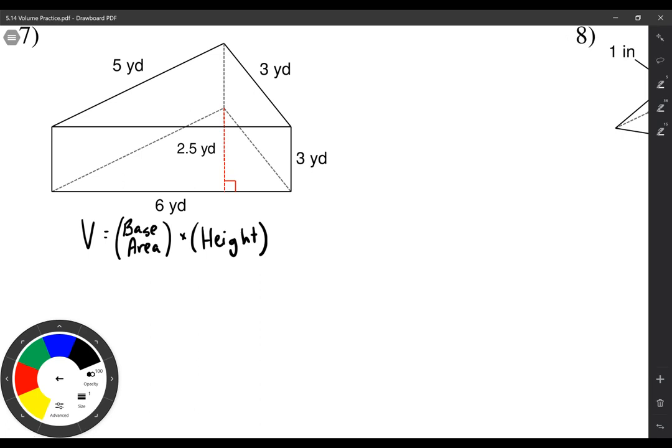So here we have a triangular prism. The bases in this case are triangles, the top and the bottom of this shape. And so to find our volume, like the formula here says, we need the base area times the height.